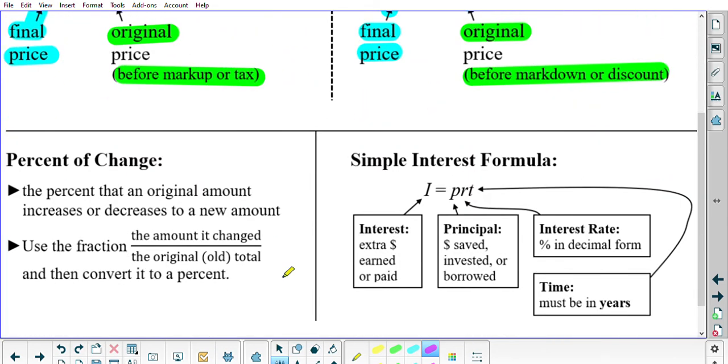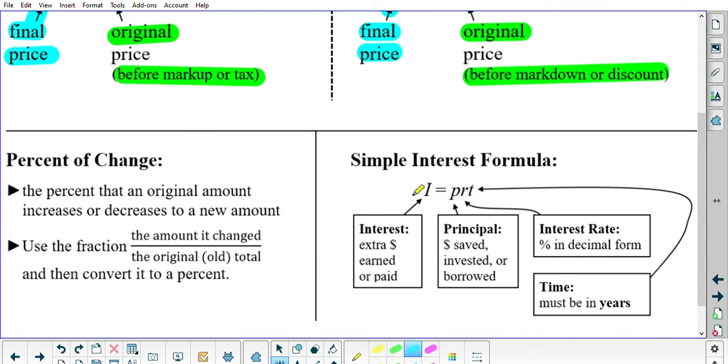Couple more things you need to know about percent. Percent of change means the percent that an original amount increases or decreases to get to a new amount. If you have to find the percent of change, then you can use a fraction where your numerator is the amount that it changed by, whatever that amount was, and then divide by the original older total. That's going to give you a decimal. Then you can convert it to a percent by just moving the decimal point 2 places to the right.